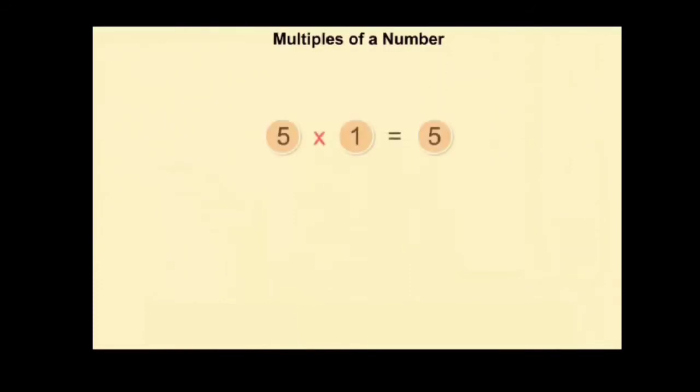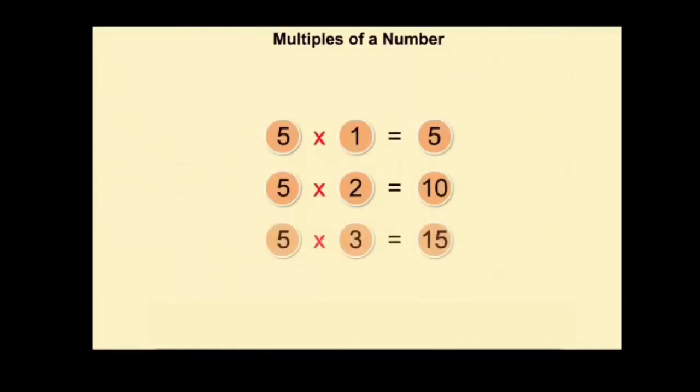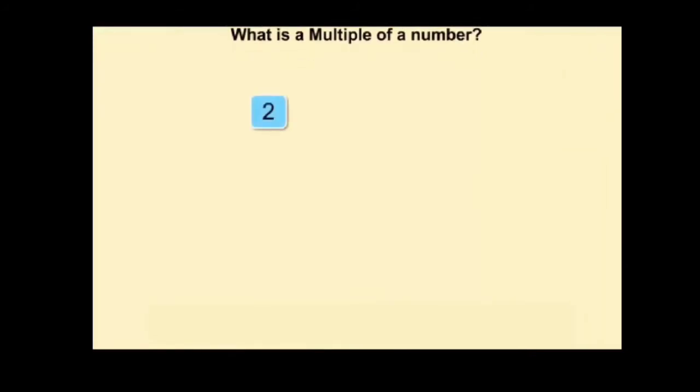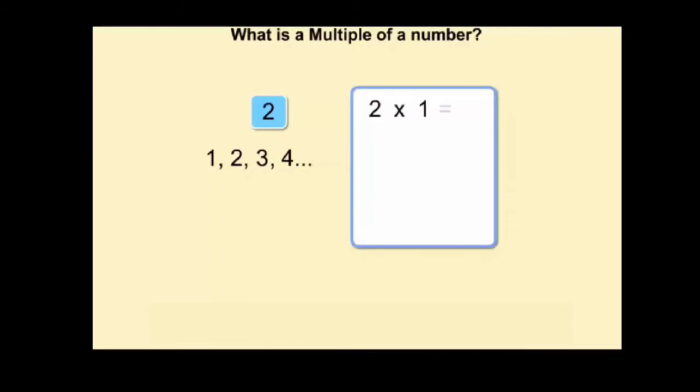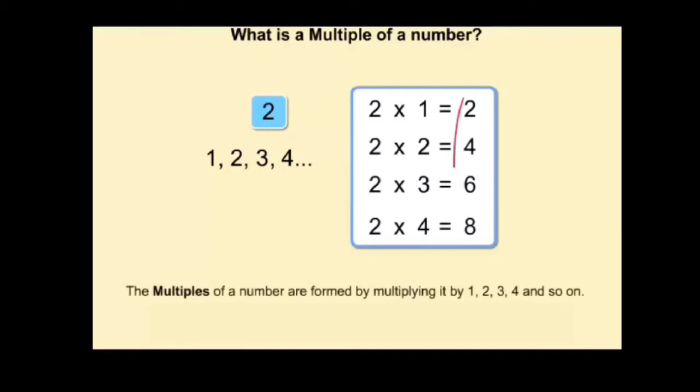Welcome to this module on multiples of a number. Let us learn about multiples of a number. What is a multiple of a number? Let's consider the number 2. Now multiply the number 2 by 1, 2, 3, 4, and so on. By doing so, we get 2 into 1 equal to 2, 2 into 2 equal to 4, 2 into 3 equal to 6, 2 into 4 equal to 8, and so on. The multiples of a number are formed by multiplying it by 1, 2, 3, 4, and so on.